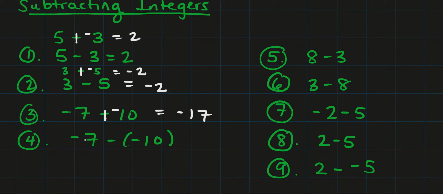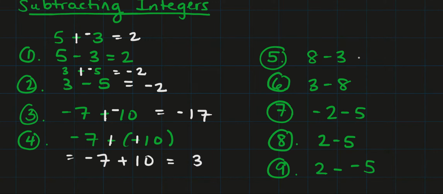How about this one? -7 minus a -10. Okay, exactly what I said before. Change this sign and change this one. So this is positive and this becomes a positive. Now this is the same thing as -7 plus a +10. So these are opposite signs. Take the bigger number, subtract the smaller, we get 3. And we keep the sign of the bigger number, which is +10. So we get a +3. This is the same thing as 10 minus 7, which is 3.